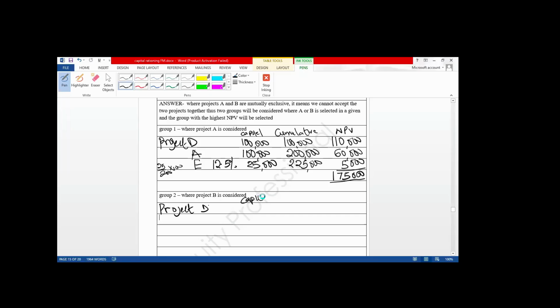Capital required 100,000. Cumulative capital 100,000. NPV of project D 110,000.